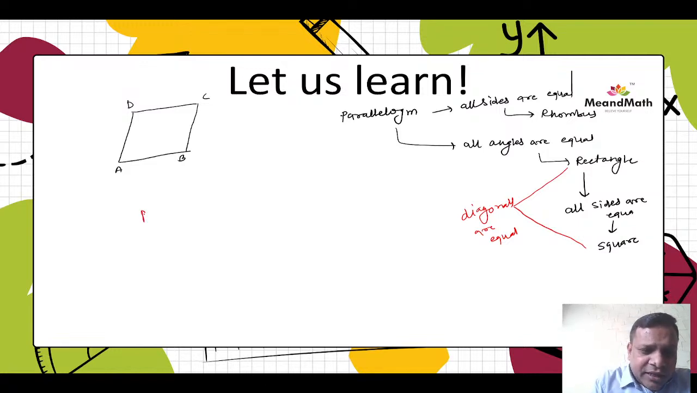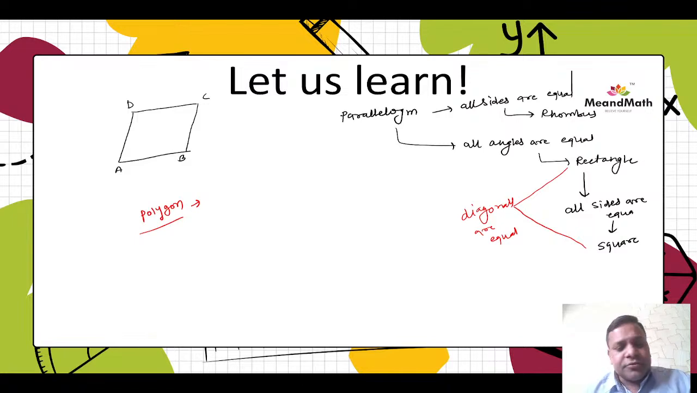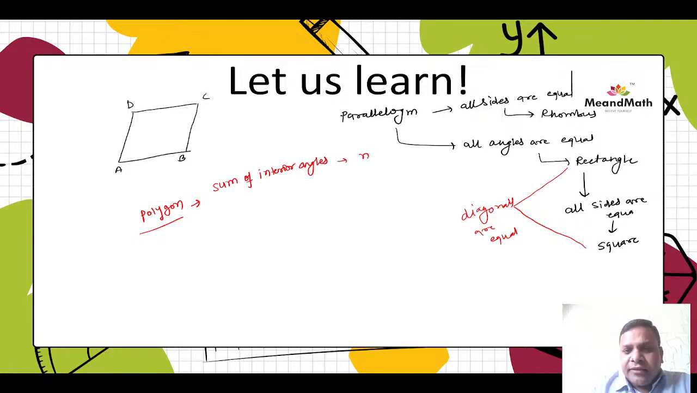Now, if I take a polygon, then two things you have to know about the polygon: the sum of interior angles of any polygon is n minus 2 into 180. Sum of exterior angles is 360 degrees.